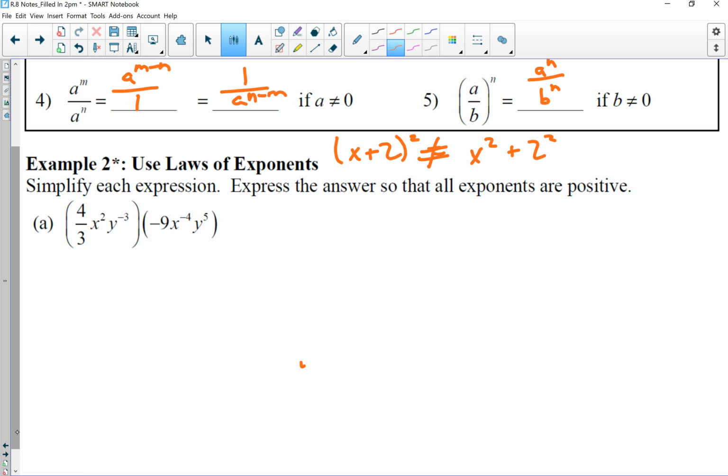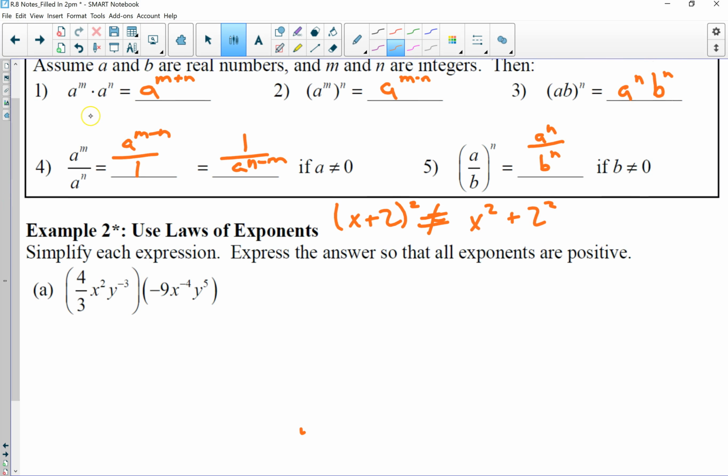So here you just want to be careful and be really mindful of which property you're using and what that property does with your powers. So when I first look at example A, I might be tempted to add up my powers because it kind of looks like property 1. However, it isn't really, because I have 2 different bases here. I have a base of x, and I also have a base of y. So I can't use that first property there because they're not the same base.